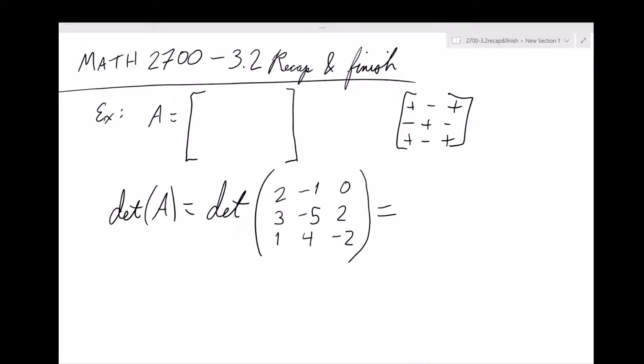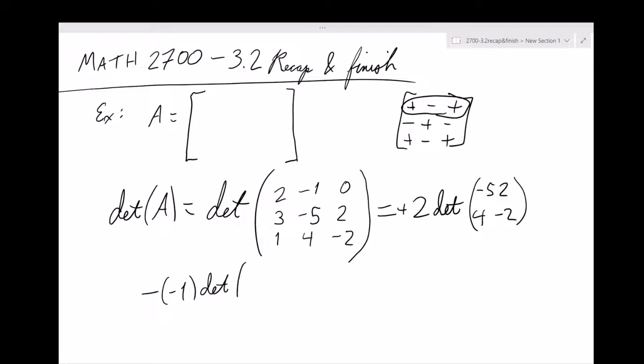So I might look at that and say, okay, if I'm expanding along the first row, it's going to go plus, minus, plus. So then my answer would be 2 from the first entry. And then the determinant of that submatrix that I get when I cut out that first entry's row and column. So that would be -5, 2, 4, -2. And now it's plus, minus, so we'll get minus -1.